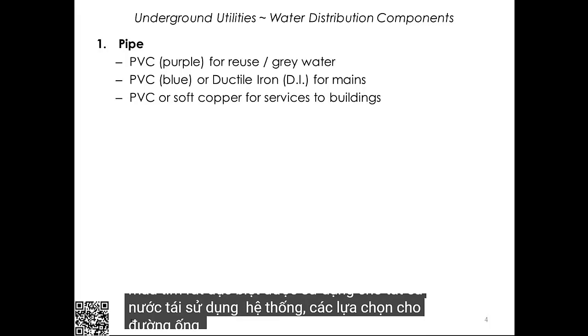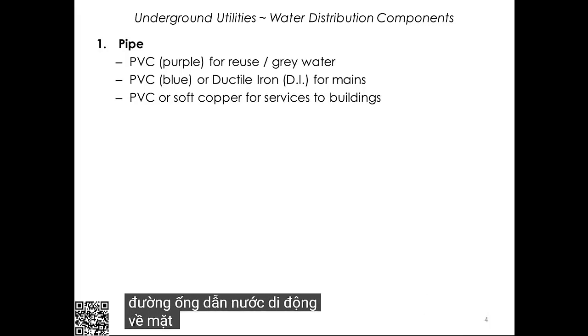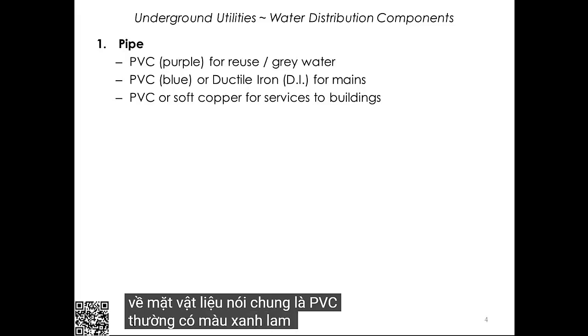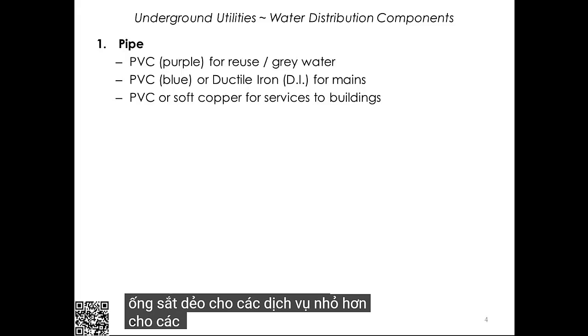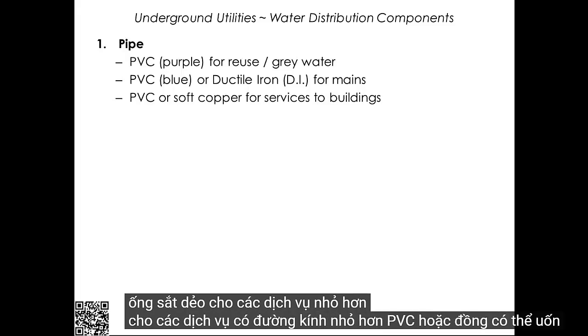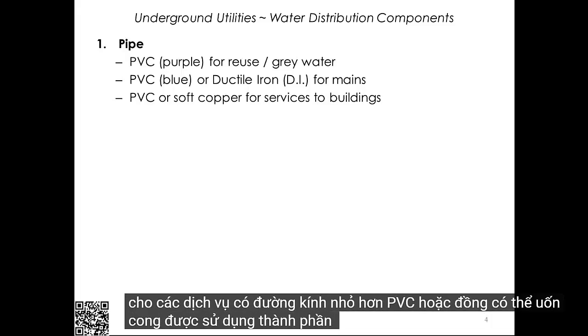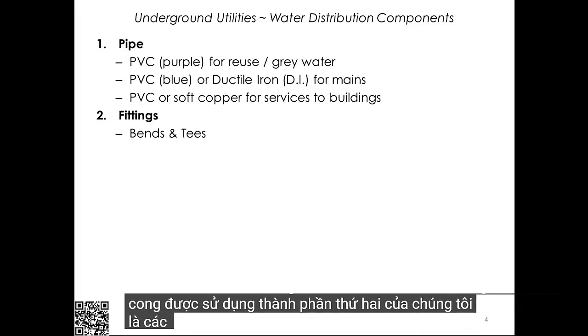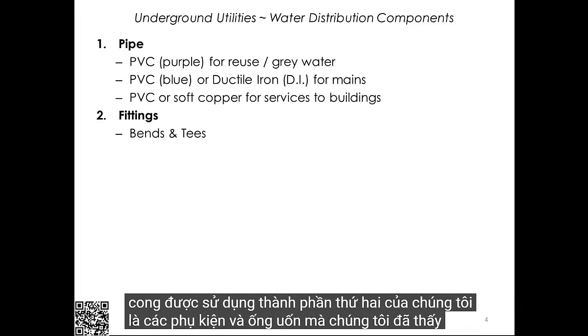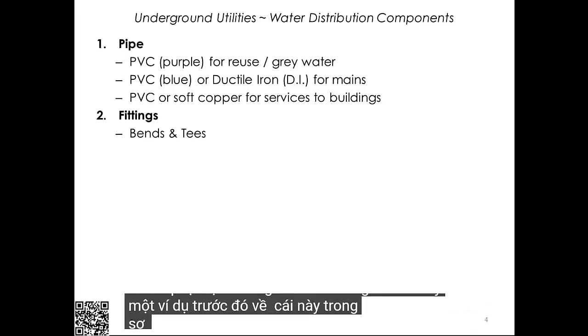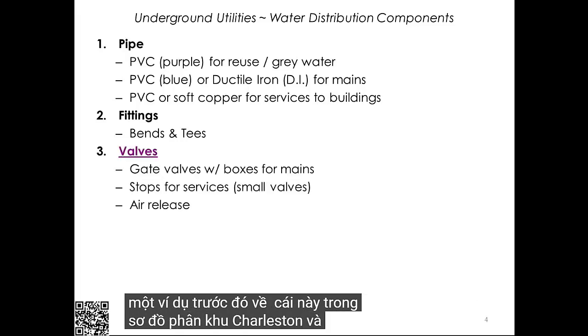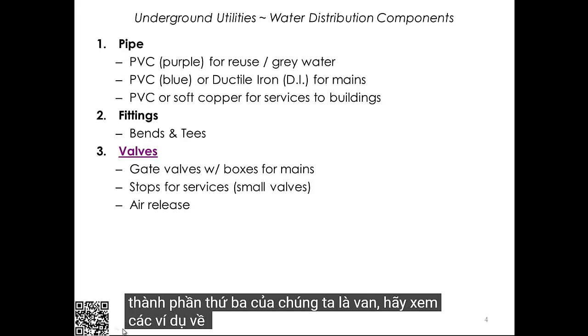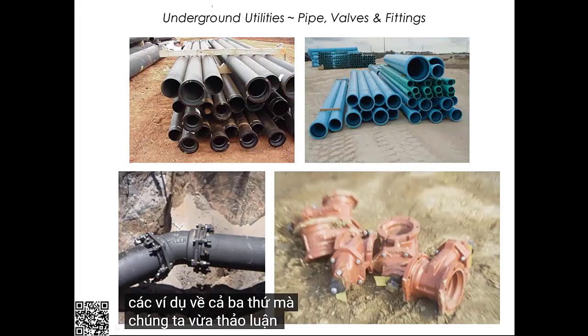The choices for potable water mains in terms of materials are generally PVC, which is usually blue in color, or ductile iron pipe. For services, smaller diameter PVC or bendable copper is used. Our second component is fittings and bends. We saw an earlier example of this in the Charleston subdivision plans. And our third component is valves. Let's look at examples then of all 3 of these things we just discussed.